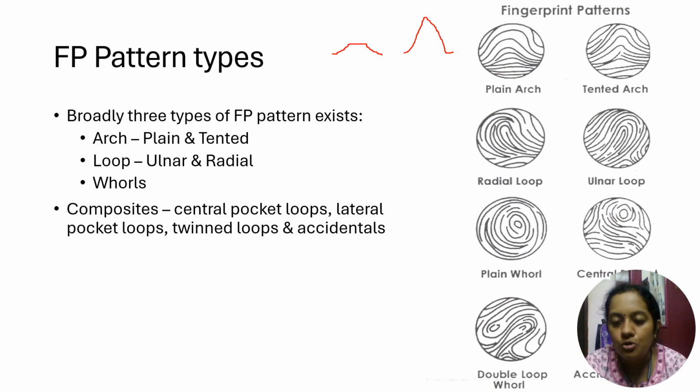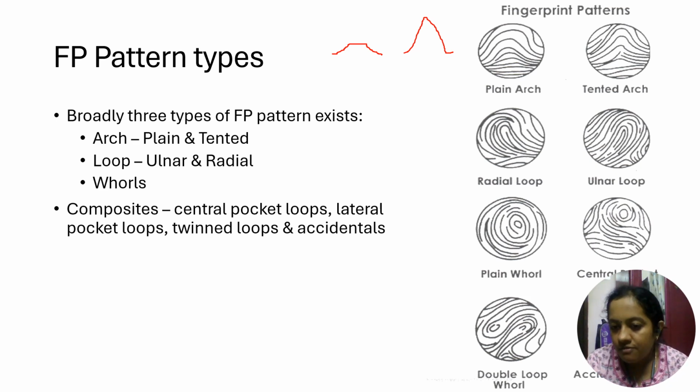Next comes radial loop and ulnar loop. For someone watching this video without a biology background, let me tell you a few things. In a hand, this side is the radial bone, which is present on the thumb side, and the bone present on the little finger side is the ulnar bone. Fingerprints which face towards the radial bone are called radial loops, and the fingerprints facing towards the ulnar side are ulnar loops.